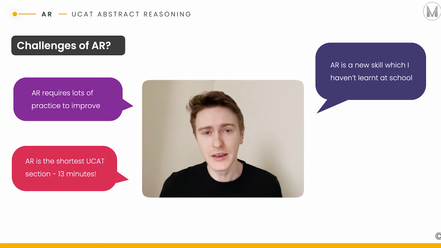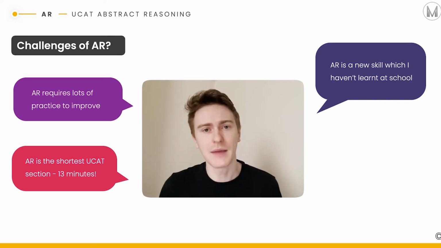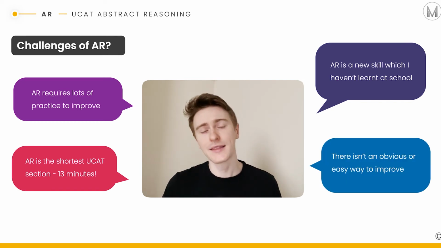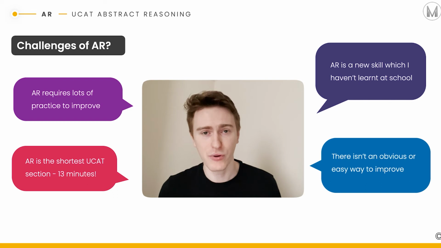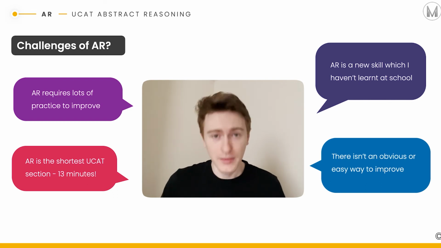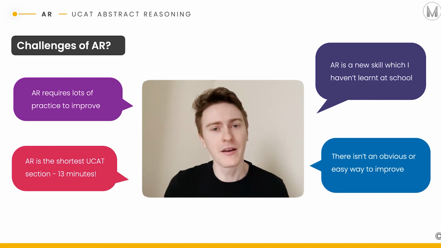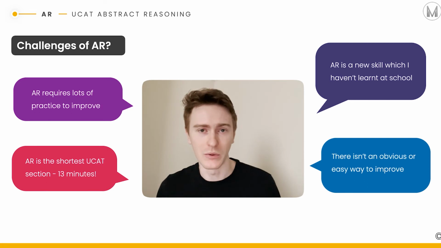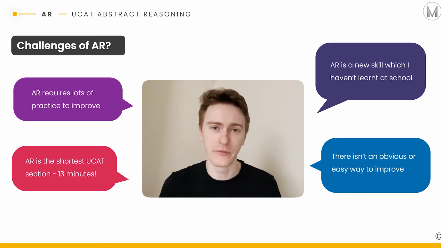Third, AR is a new skill. It's not always tested at schools, unlike, for example, the quantitative reasoning section, which relies on your GCSE mathematics skills. And finally, there isn't always an obvious way to improve, and that can lead to people feeling like they're stagnating or they're not really making any progress with AR. Just remember that you need to sit there and expose yourself to as many patterns as possible. By doing that, you are improving, even though it might not feel like it because each pattern is new. If you went back over those patterns, you might be quicker to spot what you missed before.